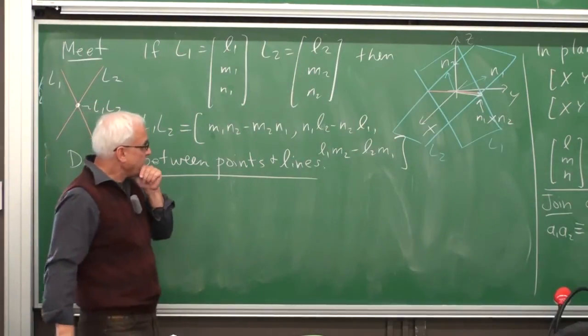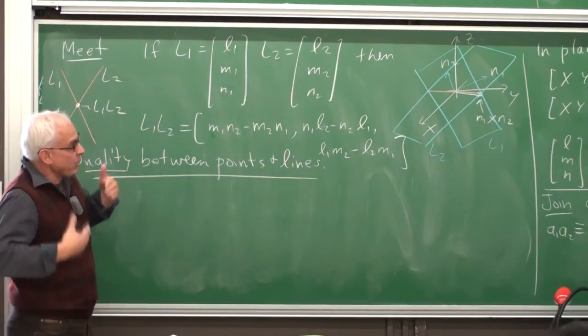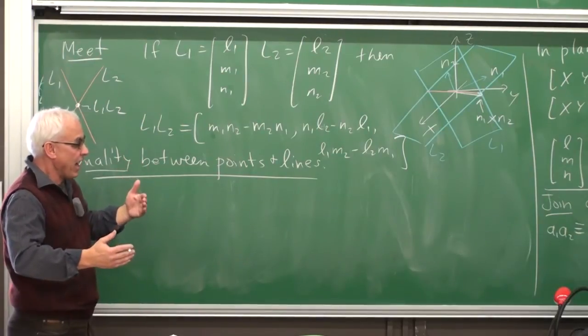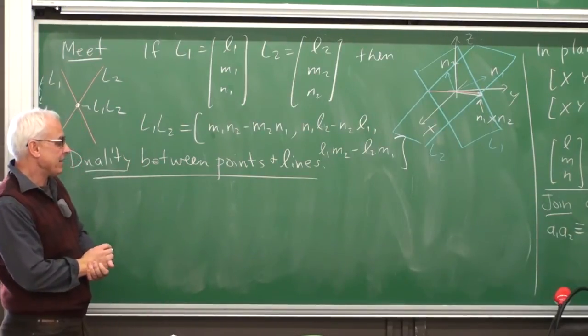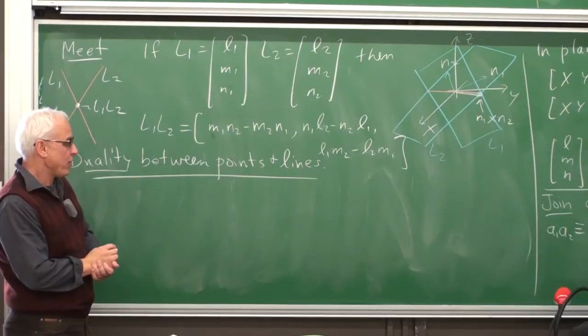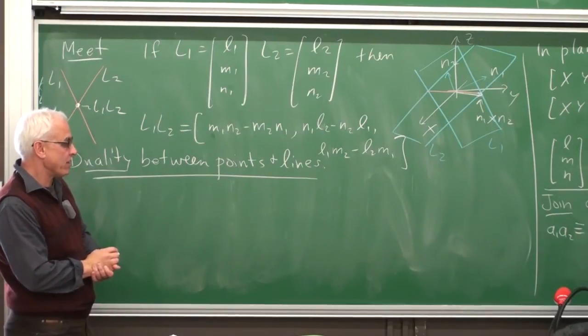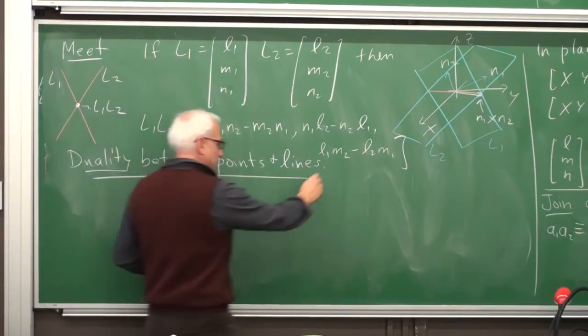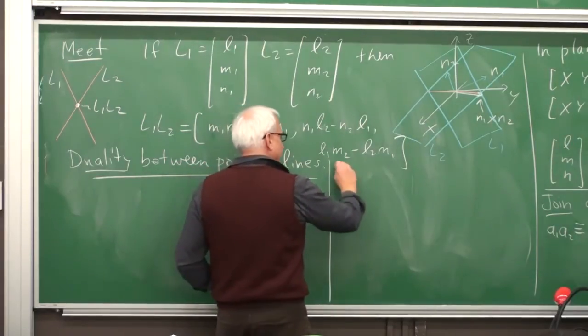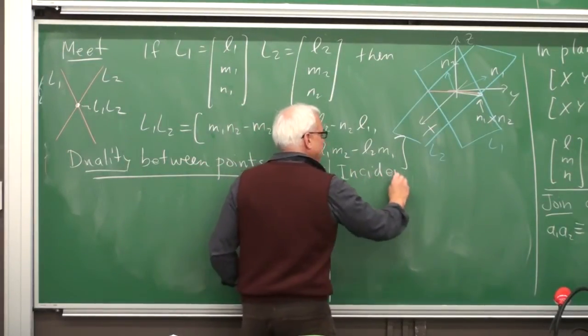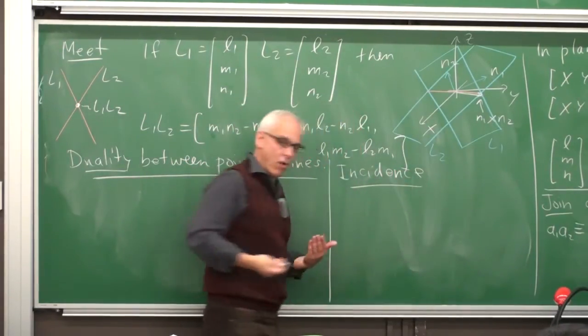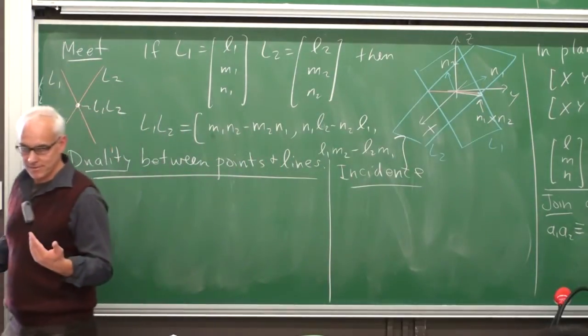There's one more thing that we need to really establish algebraically, the relationship between points and lines, and that's incidence, and maybe I'll write that here. So we need to say what's the relationship between points and lines?